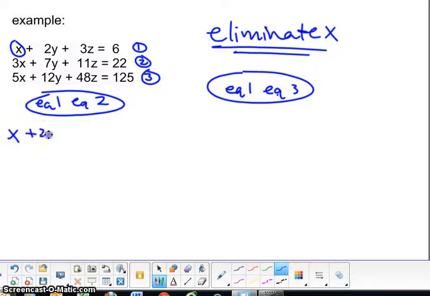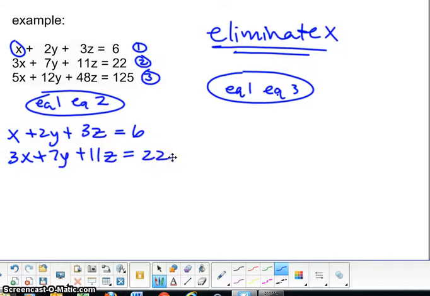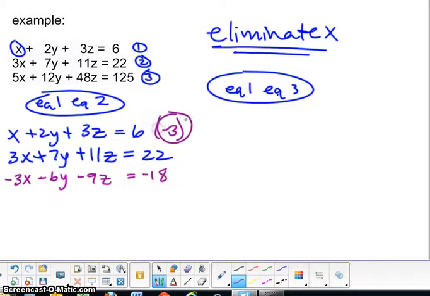So x plus 2y plus 3z equals 6, 3x plus 7y plus 11z equals 22. And if I multiply the top by a negative 3, then I'll be able to eliminate the x's. So that would be a negative 3x minus 6y minus 9z equals a negative 18. Double check to make sure you multiplied negative 3 by everything, and then we'll add the two equations together. So y plus 2z equals 4. Okay, we'll come back to that in a little bit.